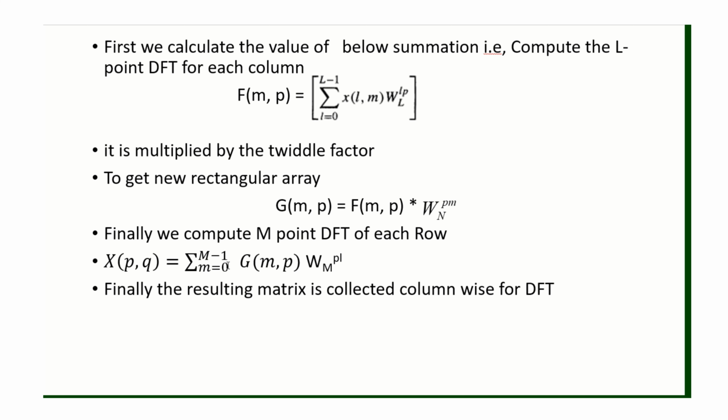So if you observe it carefully, it is nothing but M point DFT. So if we compute M point DFT using this equation, we are going to get another array, that is like a two-dimensional array. If we collect it column wise, then it is nothing but DFT of the given input signal. So this is how we are going to use the divide and conquer approach row wise.